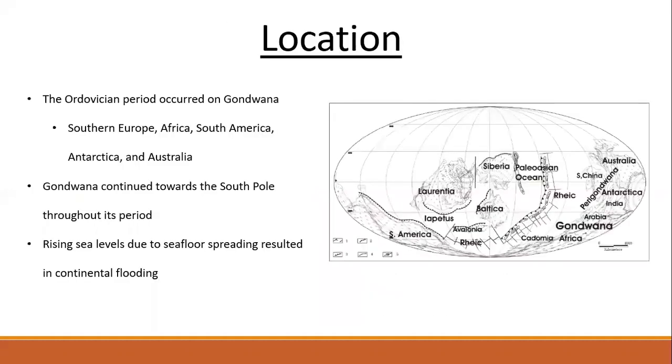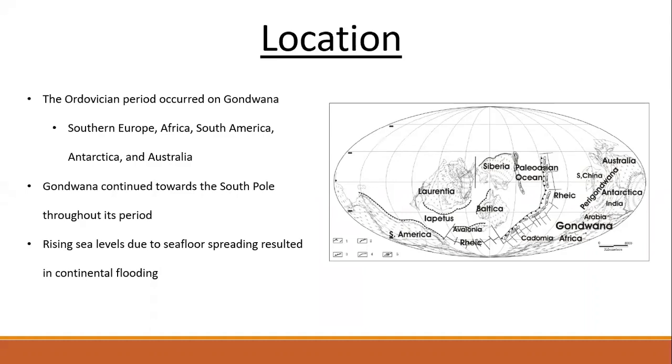The Ordovician period occurred on Gondwana, the southern of the two great continents at the time. This continent contained what is now southern Europe, Africa, South America, Antarctica, and Australia. Due to seafloor spreading, over this 44 million year span, Gondwana drifted south into the region of the South Pole.